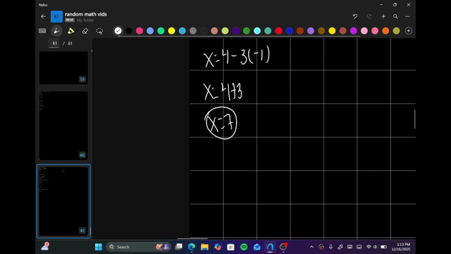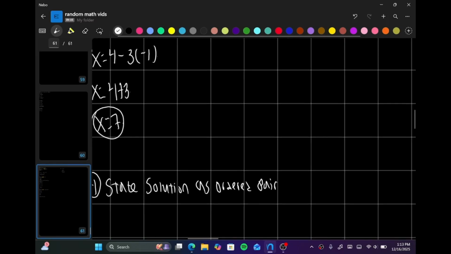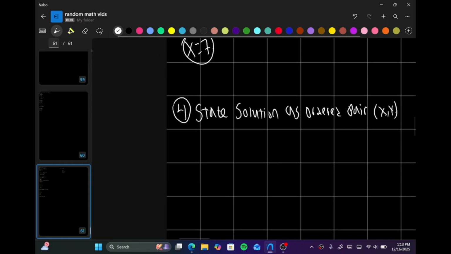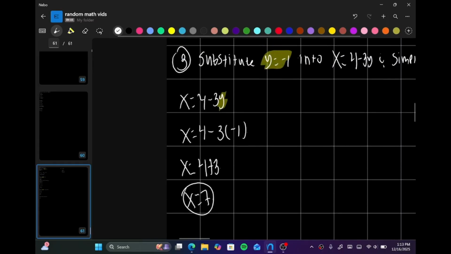And then number 4, finally, state the solution as an ordered pair. X comma y. So the solution is going to be 7 comma -1.